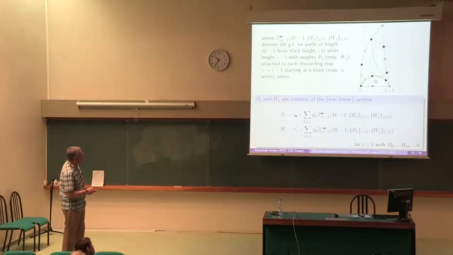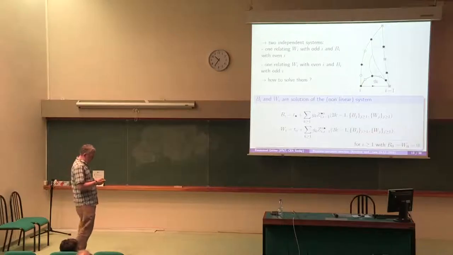So what is Z_{i-1}? Z_{i-1} is simply the generating function for paths of length 2k minus 1, if the length is 2k, the length of this part is 2k minus 1, from a black vertex to a white vertex, from i to i minus 1, and I should put a weight b_j for each descending step j to j minus 1, starting at a black vertex, and w_j for the same thing starting at a white vertex. So this is a nonlinear system of equations, which we may possibly solve.